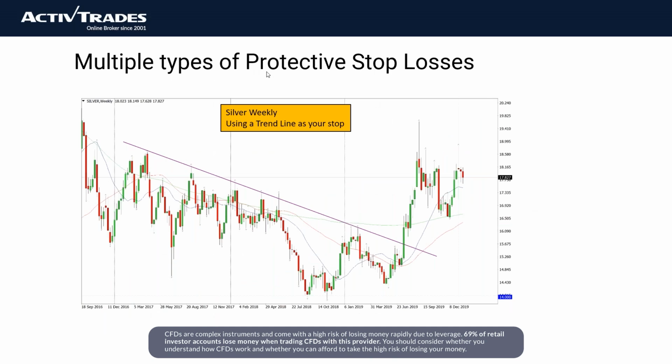Some people would use things like a trend line as a stop. So in this particular case, this was silver. It was in a consistent downtrend for a couple of years, and people, as they were shorting this instrument, would basically have their stop loss above the trend line. Can you use it? Yes. Is it the best way to use it? I wouldn't necessarily say it's the best technical analysis stop, but it is valid, and it's certainly better than not having a stop.